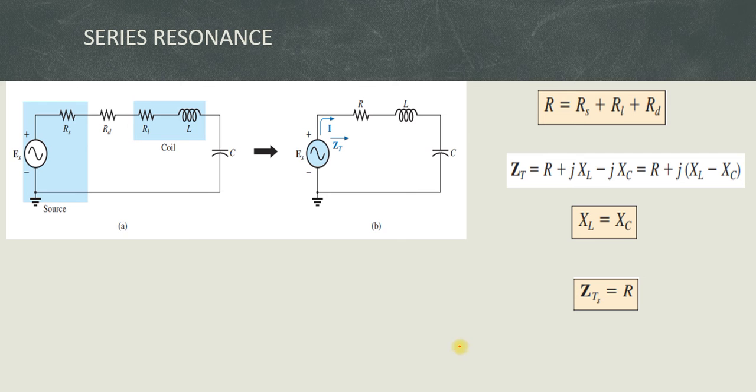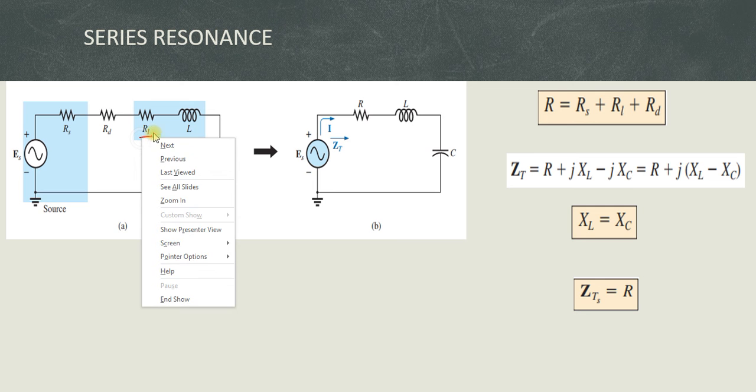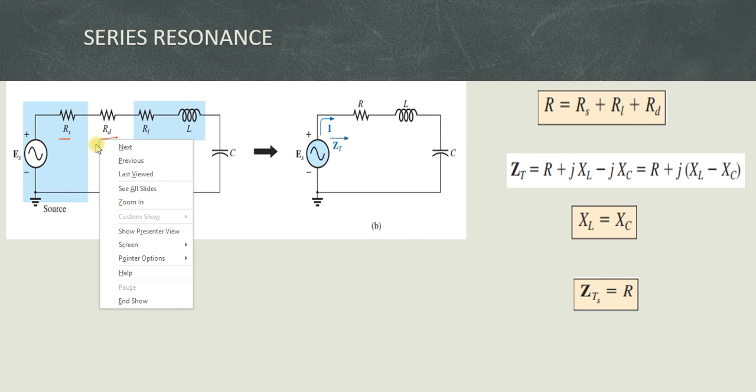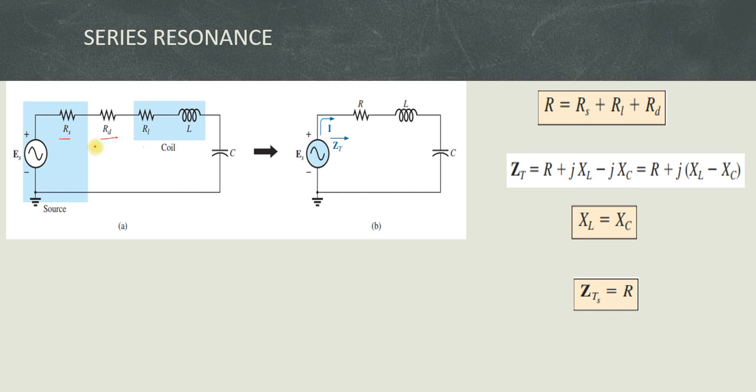So this is a series resonance circuit. My coil has some associated resistance with it, which is represented by RL, and this is the resistance associated with the source, which I put as RS. We add some resistance externally to the circuit to control the wave shape of the resonance characteristics.